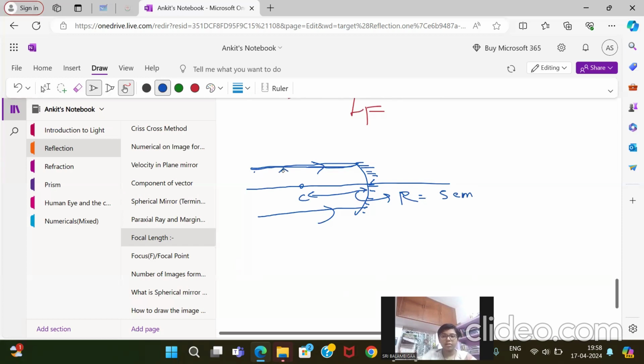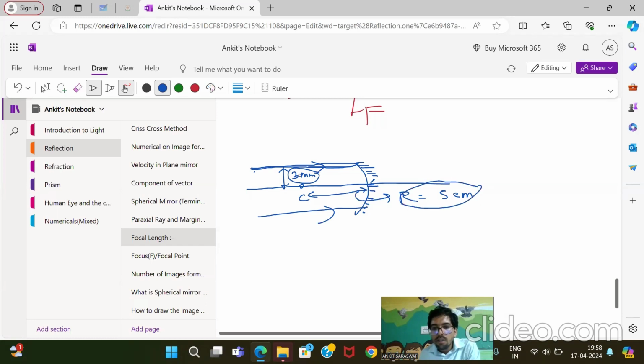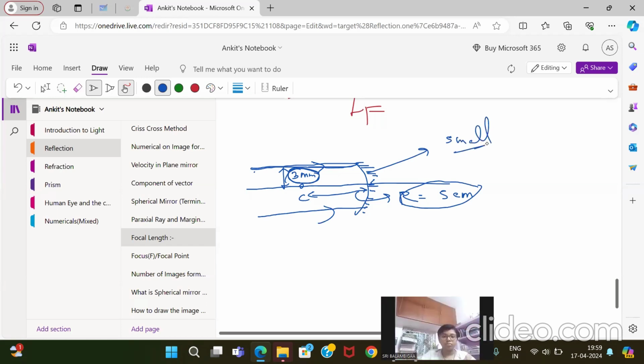Yes, sir. This is 3 mm. Can you imagine? 3 mm means very, very small like this. And the radius of curvature is very high. So check this. As compared to the radius of curvature, this 3 mm is very, very small. So I can say this is the case of small aperture. Clear? Yes, sir.